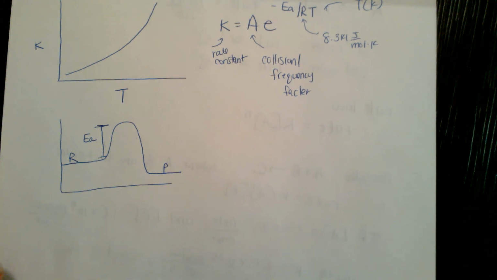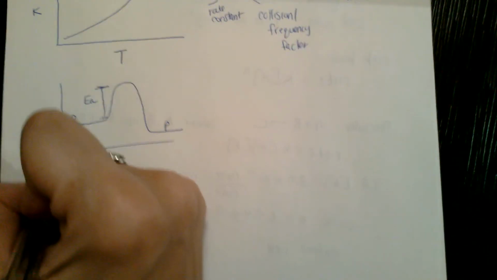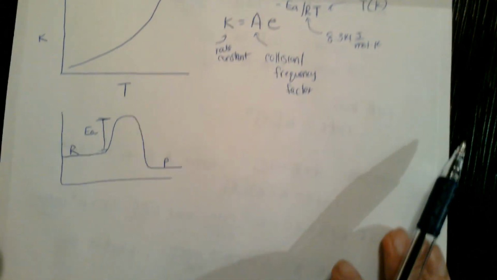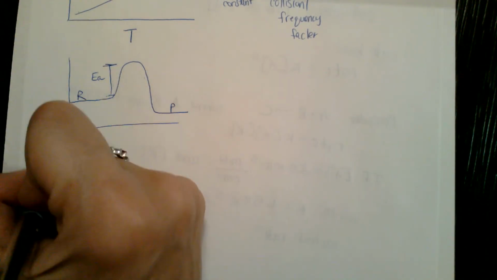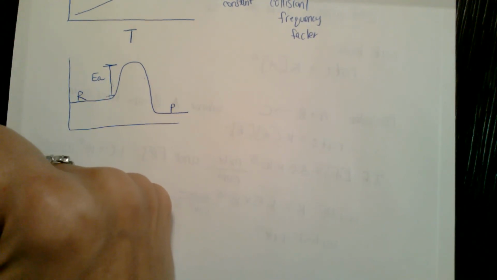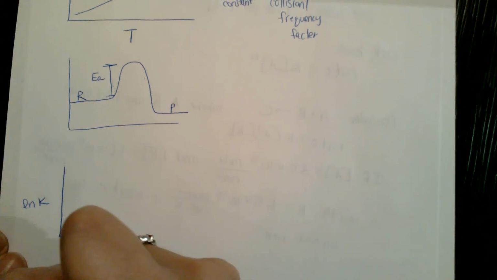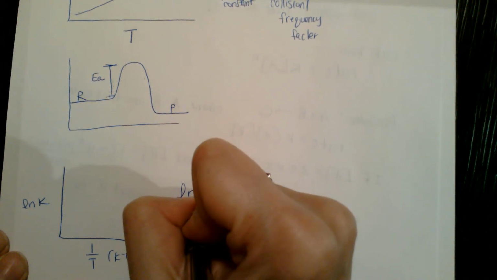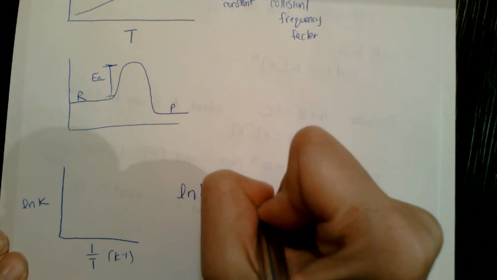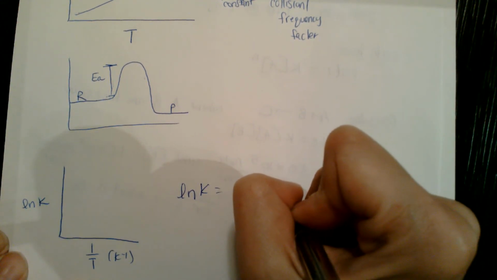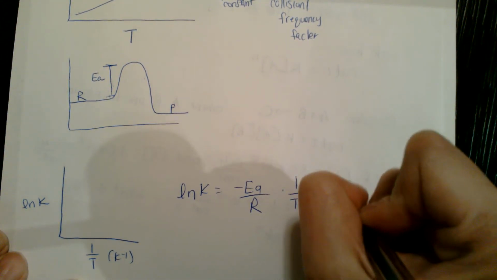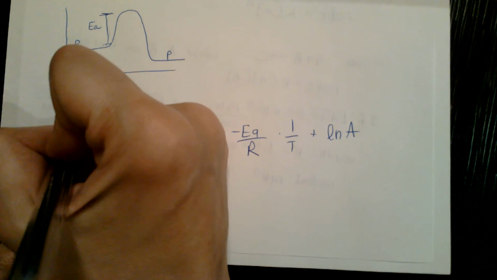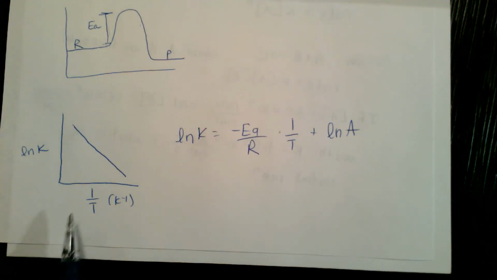So we also see this in what we call linear form. So this is great, but it turns out that A is kind of hard to measure. So we'd like to turn this into a form that doesn't involve A. And to do that, we turn this into the natural log of K versus 1 over T, where we have the natural log of K equals negative EA over R times 1 over T plus the natural log of A. And when we do this, the plot looks linear.